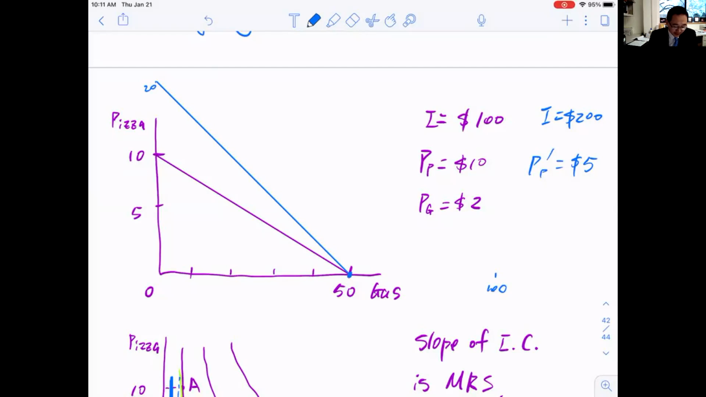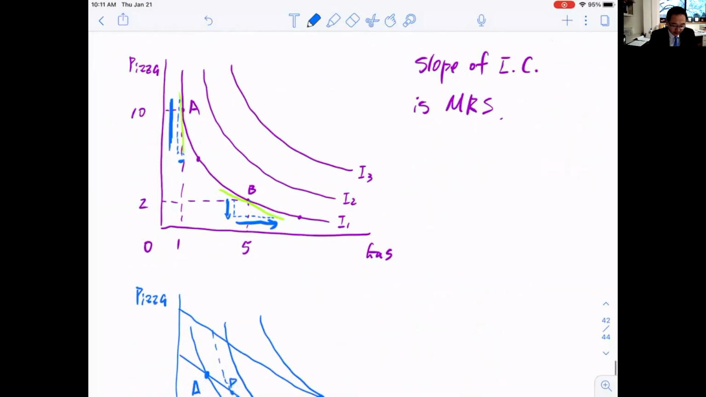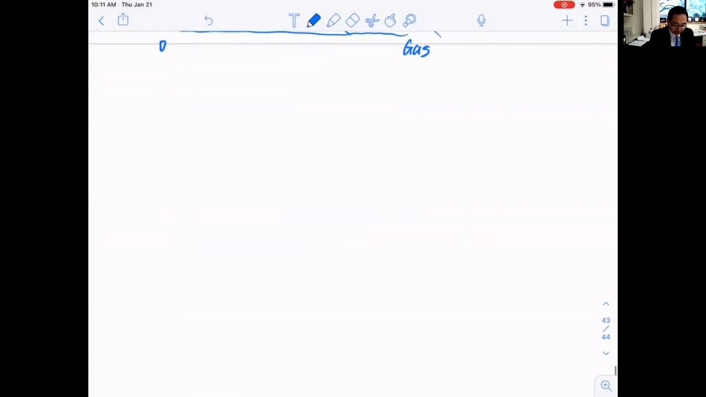So, but anyway, when one price changes out of the two goods we're looking at, then it's going to rotate just on the end of the price change. Okay, all right, that makes sense. Any questions about this?